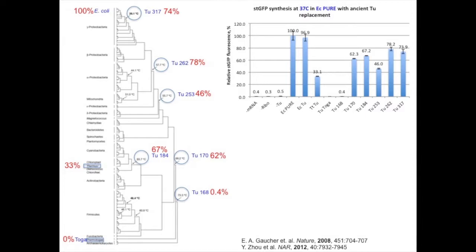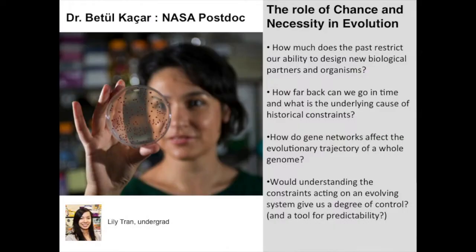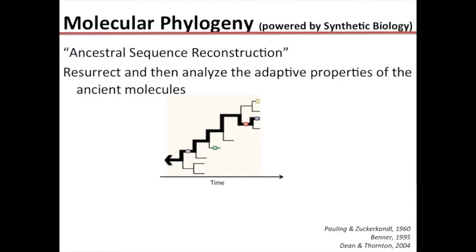How does adaptation occur in the lab when you otherwise have what is a very conserved protein? Okay? And so that's where a postdoc in the lab, Betul Kajar, comes in, where she wanted to understand various aspects of adaptation. So for example, how does the past restrict our ability to design new biological partners and organisms? As well as, how do gene networks affect the evolutionary trajectory of a whole organism? And the way she did this is exploiting an experimental regime called experimental evolution. And this is work that Betul had help with from Lily Tran, who's a wonderful undergrad in our lab.